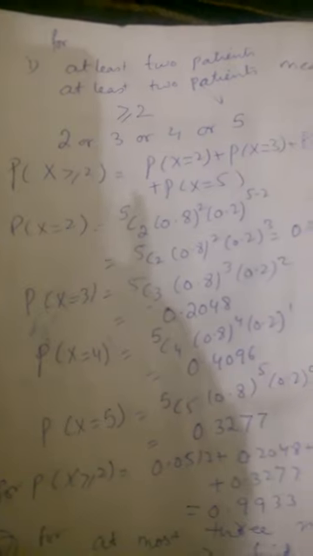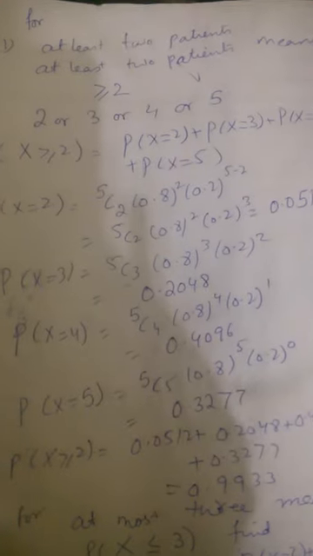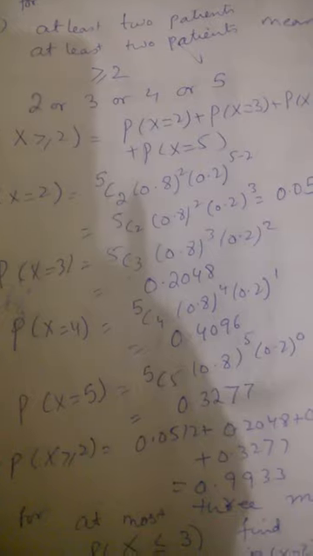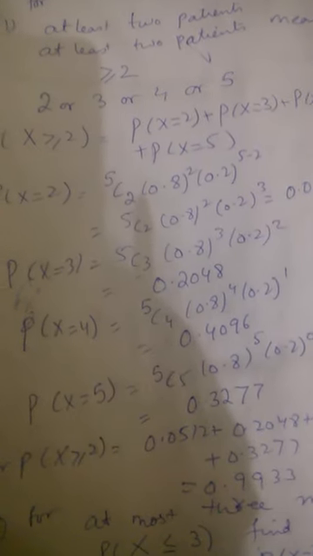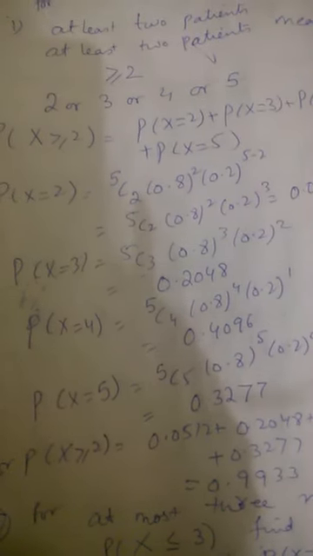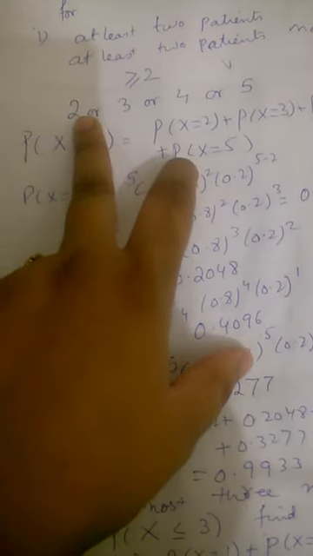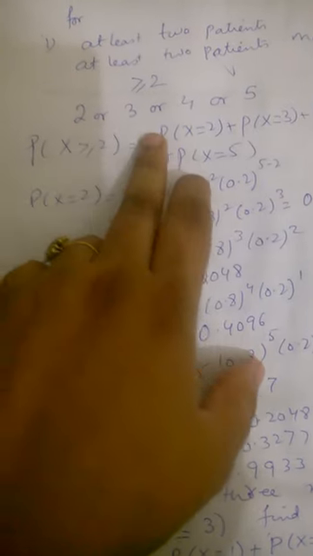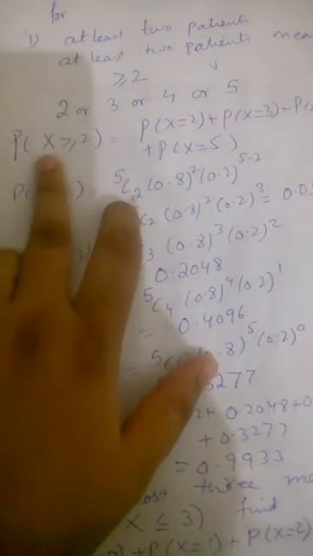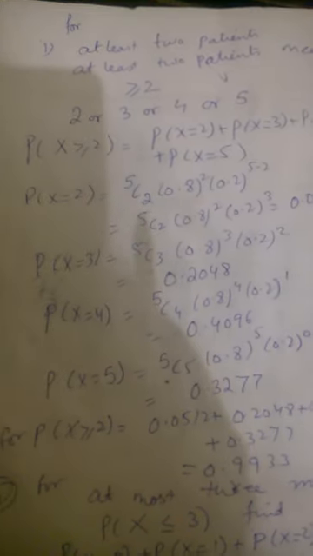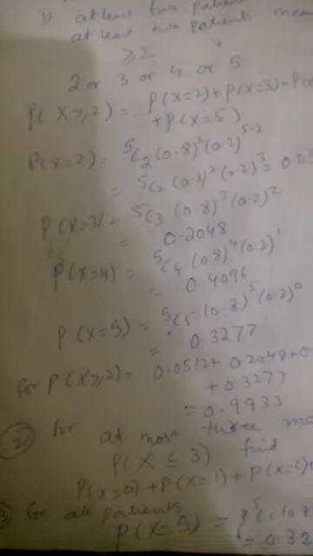Now part 1 was saying at least two patients, which means two or more. At least two means 2, 3, 4 or 5, because the maximum number of patients can be 5, as only 5 operations are being done next week. So the value of x can be 2 or 3 or 4 or 5. At least 2 means 2 or more than 2. So you have to find the probability of 2, then 3, then 4 and 5, and then add the probabilities to find the required answer. That is the probability of x greater than or equal to 2.